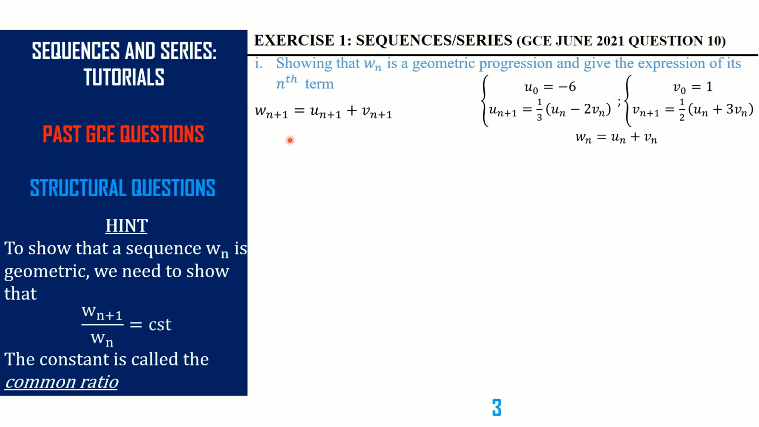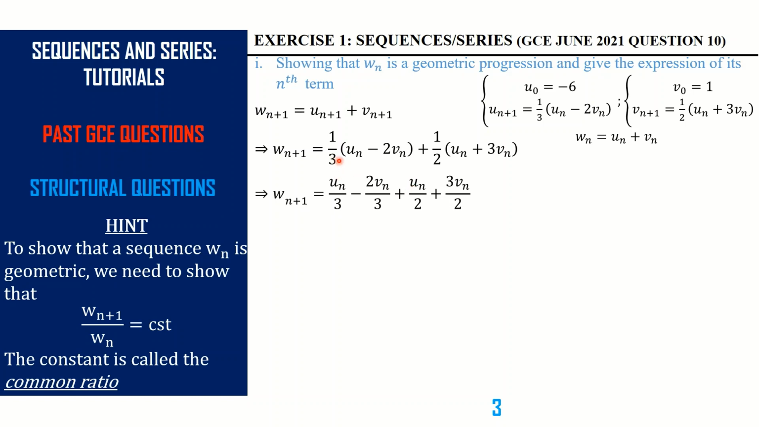So Wn+1 will be equal to un+1 plus vn+1, since Wn is equal to un plus vn. Now we have information about un+1 and vn+1. So Wn+1 will be equal to, this is un+1 as it was given in the equation, and vn+1, as it was given in the equation. So we can distribute the 1/3 and the 1/2 all through, and we get un times 1/3 is un/3, negative 2vn times 1/3 is negative 2vn/3, plus un times 1/2 is un/2, plus 3vn times 1/2 is 3vn/2.